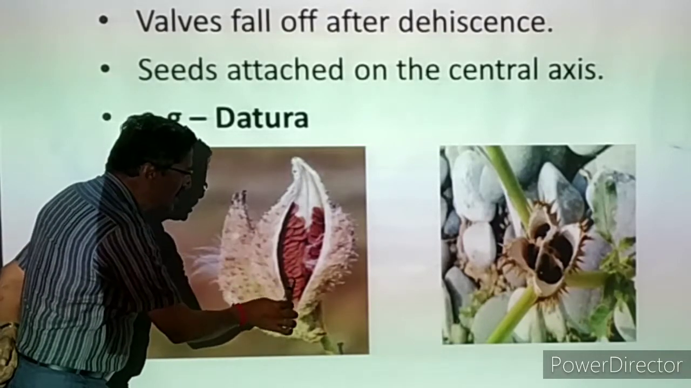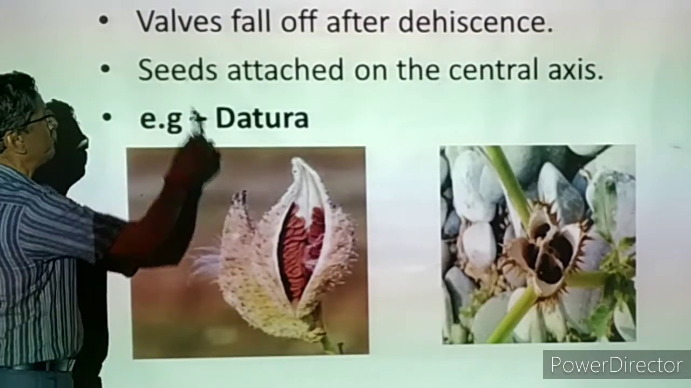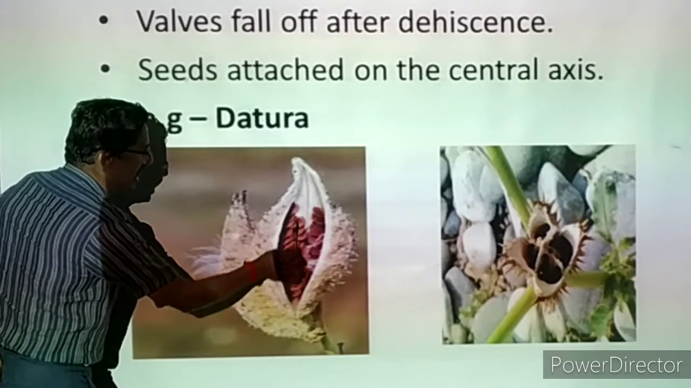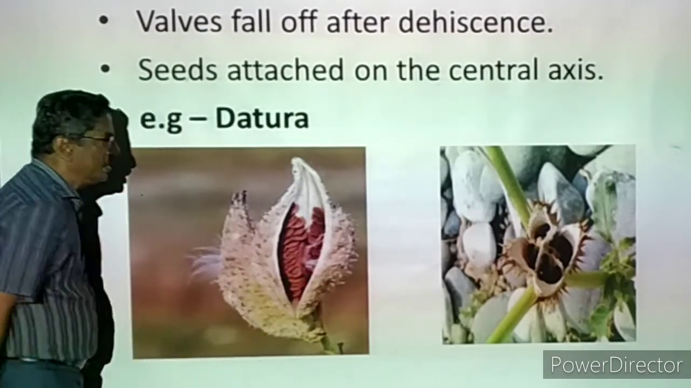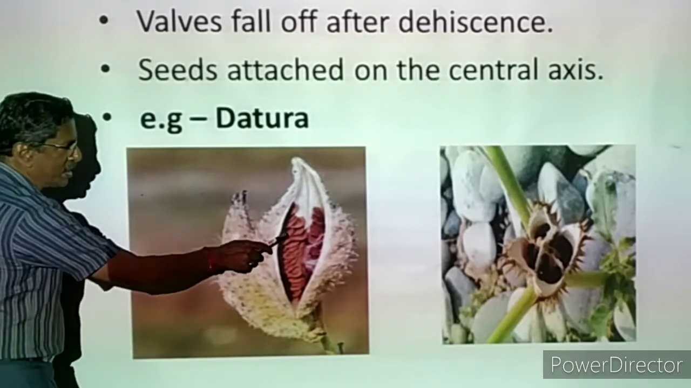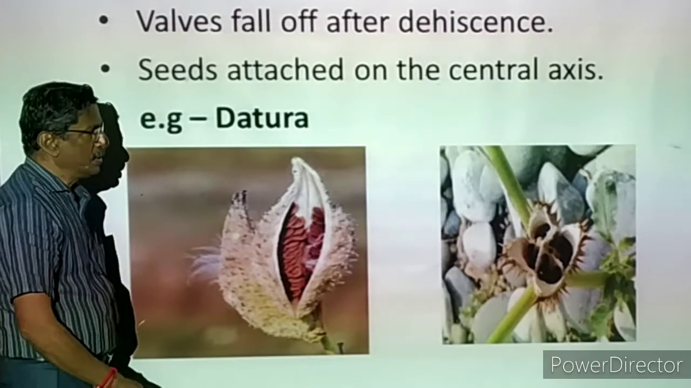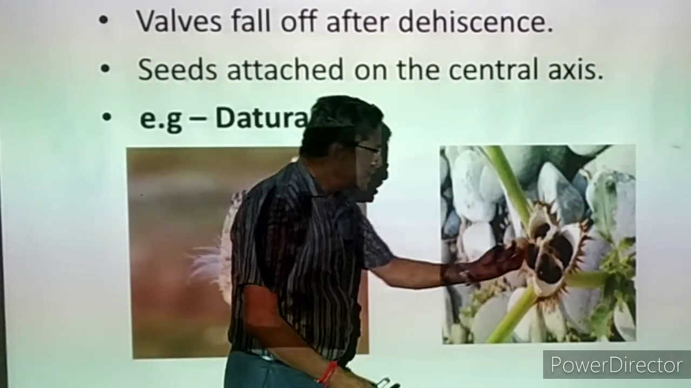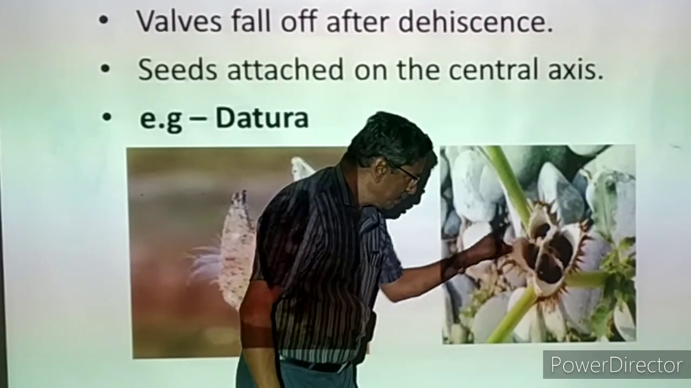Then the central axis will be bearing the seeds, and then the seeds will be falling down. Seeds are attached on the central axis. The valves, one after the other, will fall off, then after some time the seeds will fall from the central axis. Example, datura. The same thing is given in another way: once the fruit is bursting, the 4 or 5 valves will fall down.